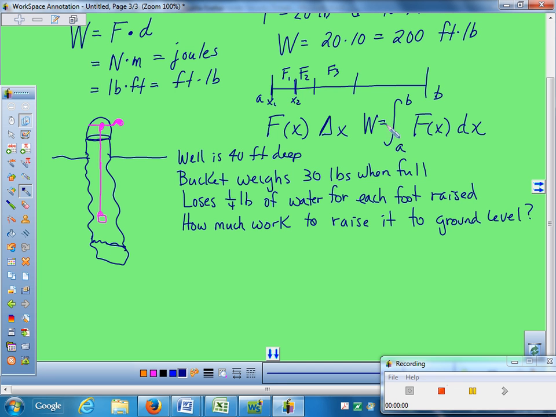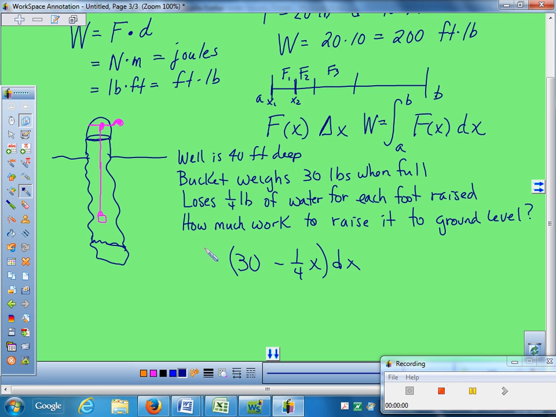If we're doing dx, X is your distance it's traveling. So aren't you losing a 1/4 pound for every foot it comes up? So yeah, I agree. You're losing a 1/4 X, but from what? What are you starting with? 30. Yeah, you're starting with a full bucket, so you're starting with 30 pounds. And you're losing a 1/4 pound times the distance it travels. So there's your function.